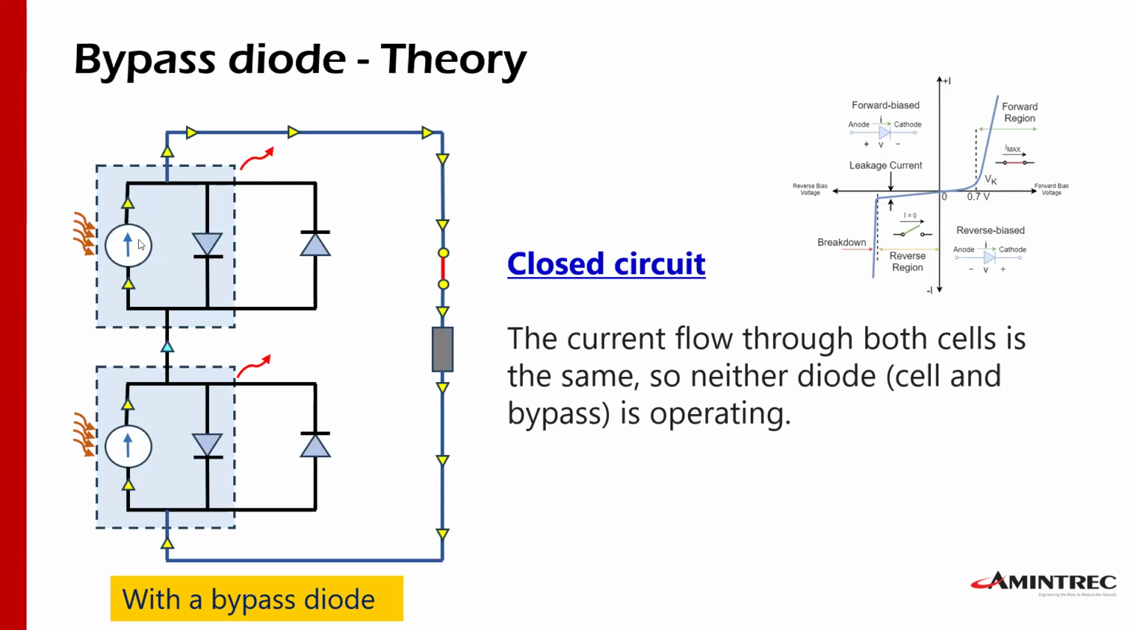It's the same situation. Since all cells receive the same amount of sun rays, they will produce the same amount of current. They have the short circuit situation. So this has 0 volts, and that's why neither of these two diodes operates. Okay, and the panel will heat up normally. It's a normal operating temperature for the panel. Okay, so like I say here, neither the cell diode nor the bypass diode is operating.